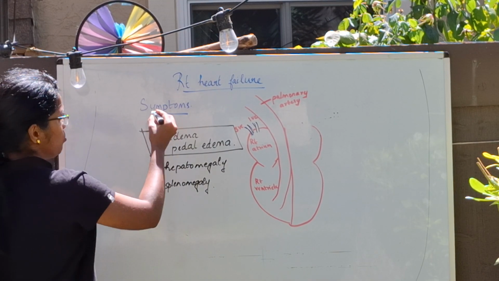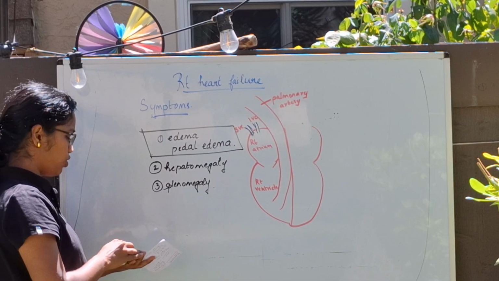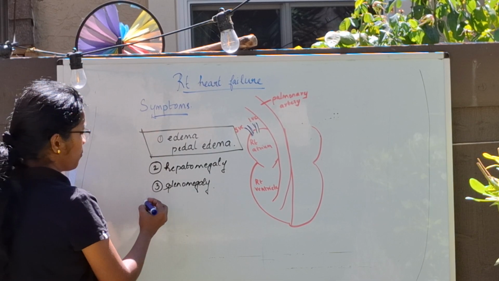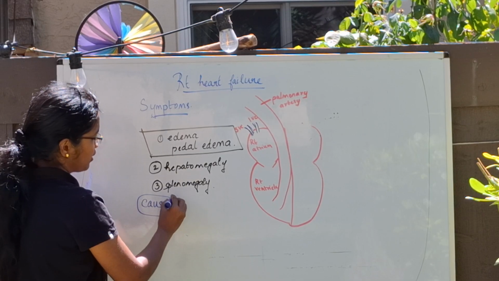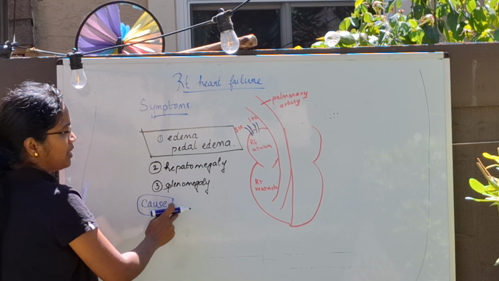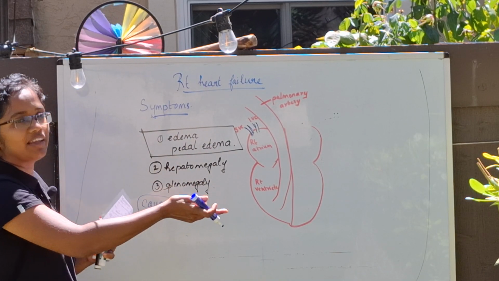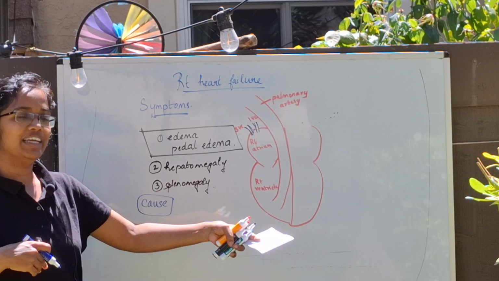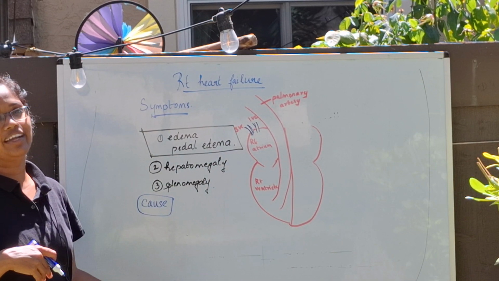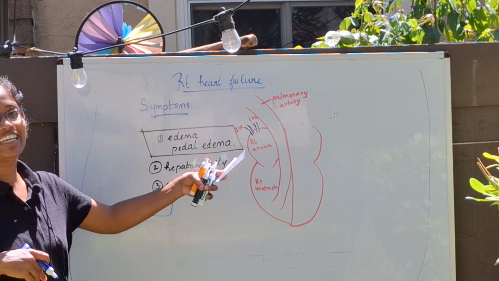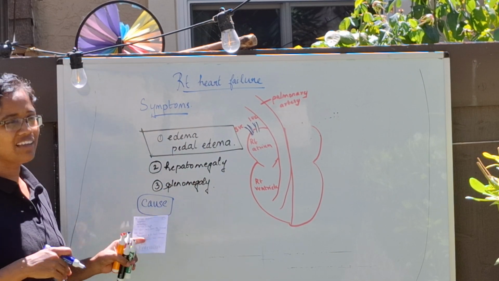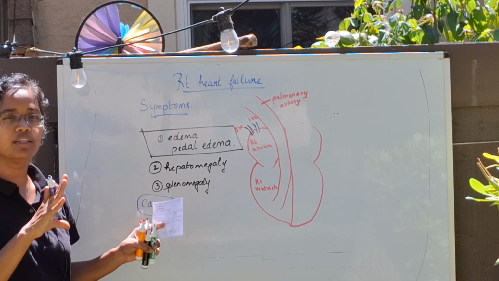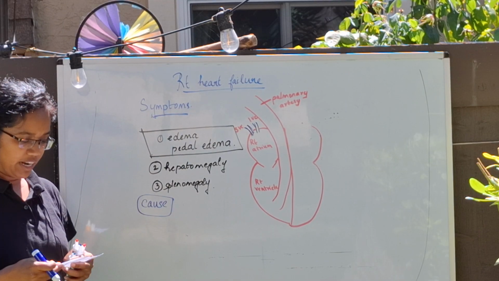Now, what is the most important cause for right heart failure? The most important reason for right heart failure is left heart failure. When there is a left heart pathology, it gets transmitted to the right heart, and therefore it will result in right heart failure. So, this is in crux, just the real basics about right heart failure.